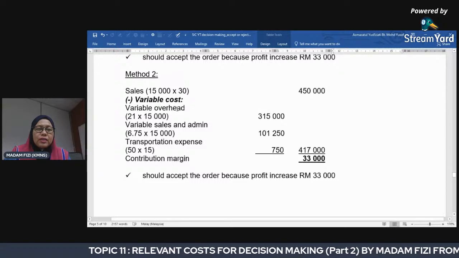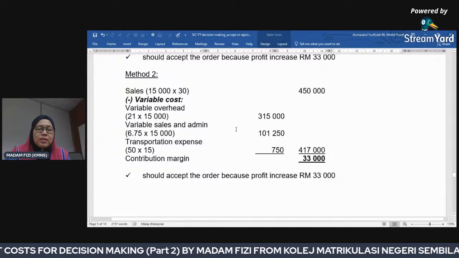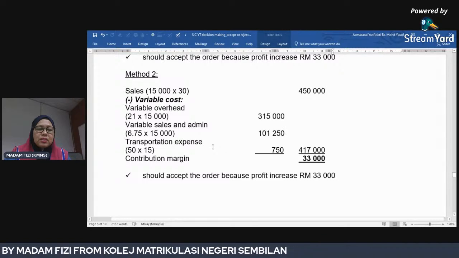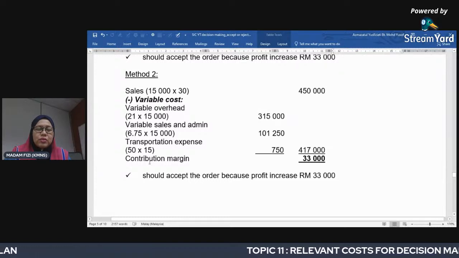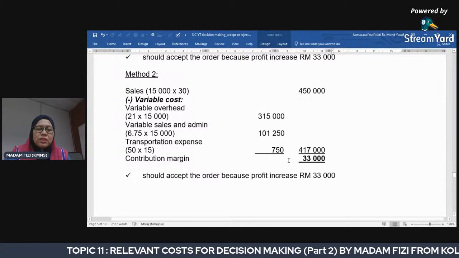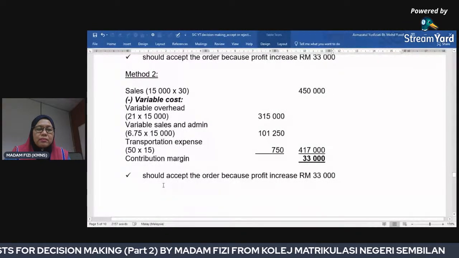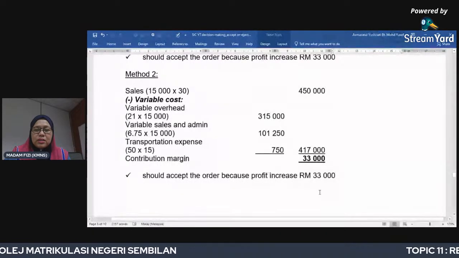Minus the variable cost. The variable overhead is 315. The variable sales and administration is 101,250. And the transportation expenses is 750. So the total variable cost is 417,000. So you get sales minus variable cost equals contribution margin of 33,000. So the decision is still the same. The company should accept the order because the profit increases by 33,000.